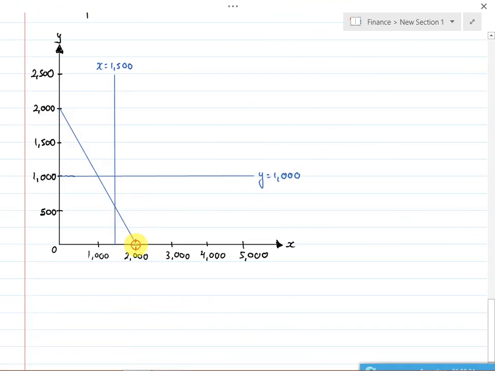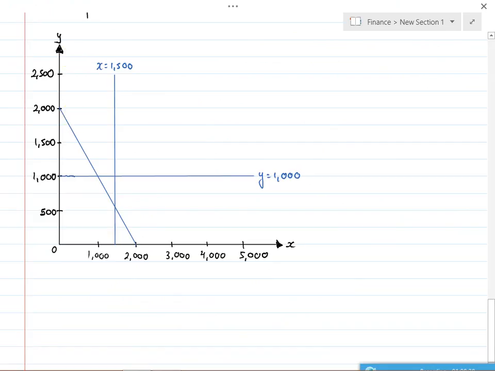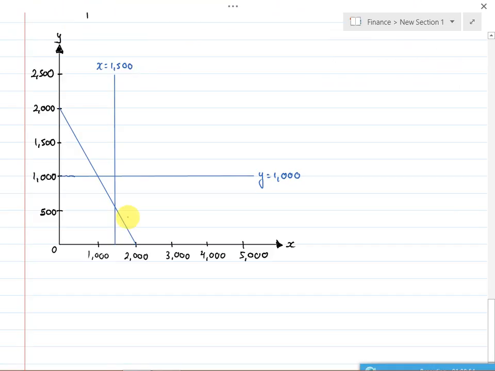Now, this is what? Let us put it here. Now, this equals to what? Just put the equation in. 10x plus 10y equals to what? 20,000.